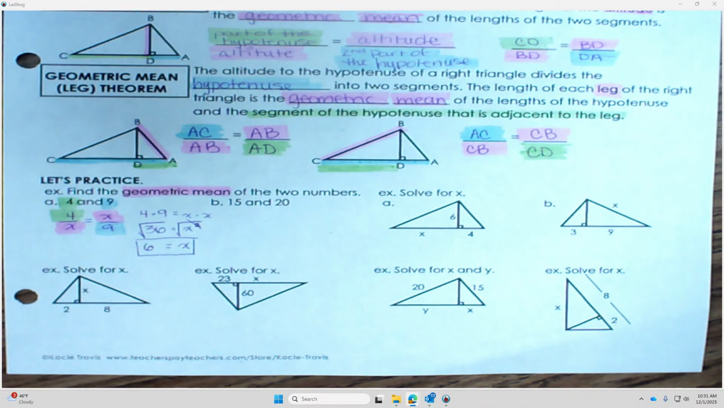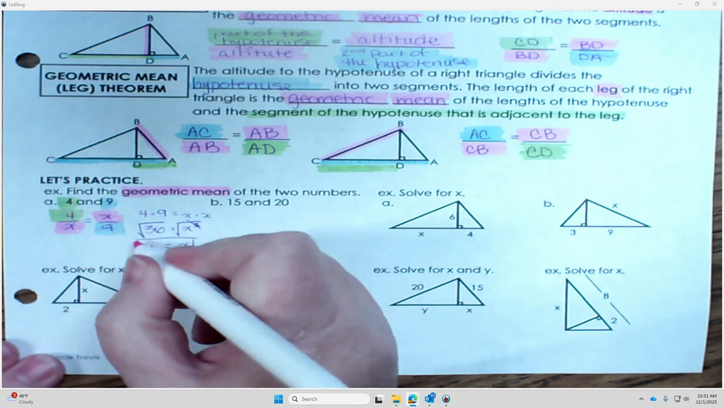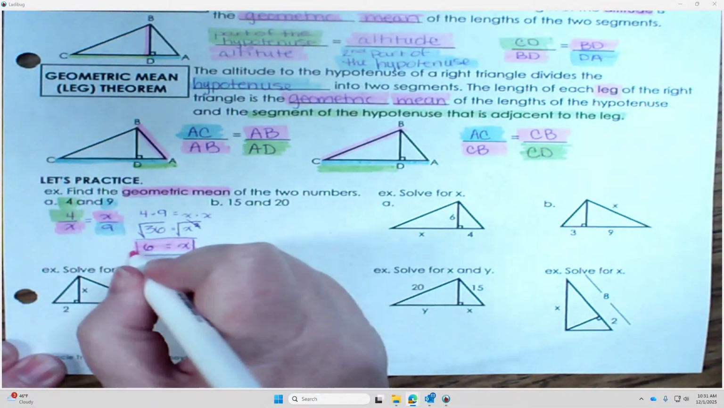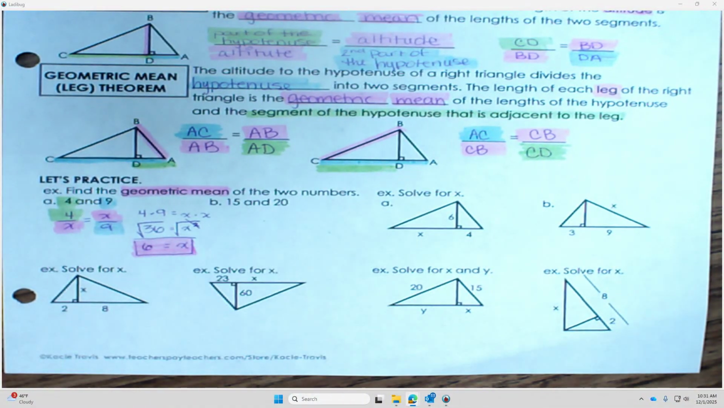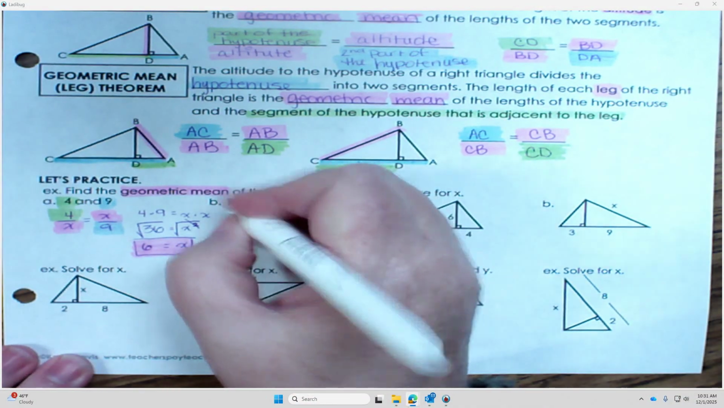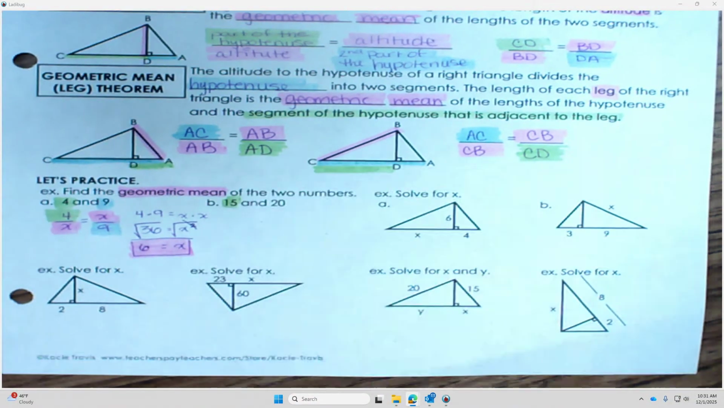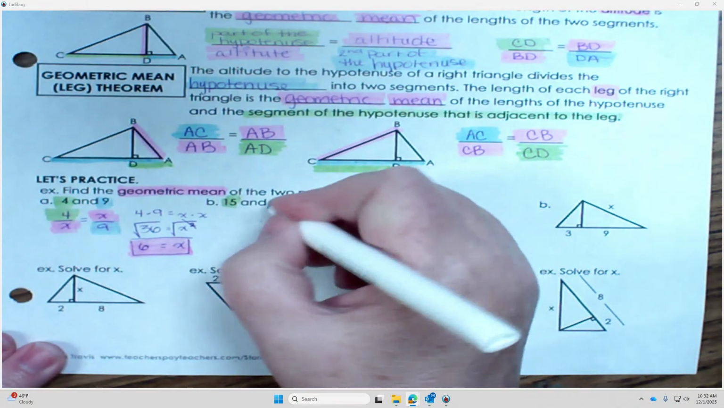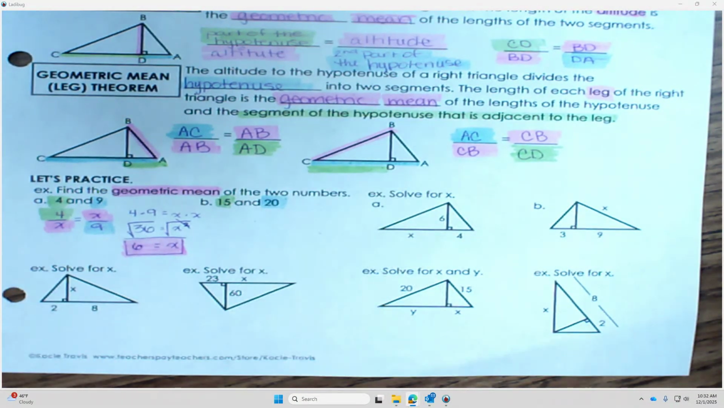Okay, go ahead and try 15 and 20 on your own. Pause the video and come back for the answer. All right, hopefully you guys are just coming back to check this out. We've got our 15 and our 20, which are our A and B. And then we'll have x, which is our geometric mean.